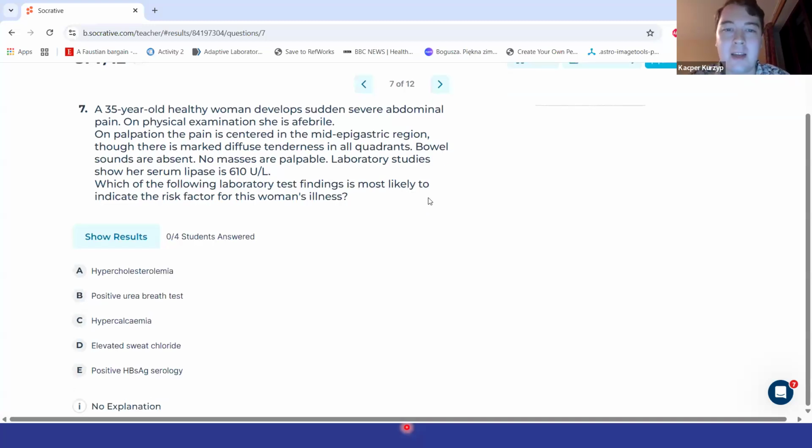A 35-year-old healthy woman develops sudden severe abdominal pain. On physical examination, she is afebrile. There is pain centered in the mid epigastric region, though there is marked diffuse tenderness in all quadrants. Bowel sounds are absent. No mass is palpable. Lab studies show serum lipase is 610. Which of the following lab findings is most likely to be the risk factor for her illness?